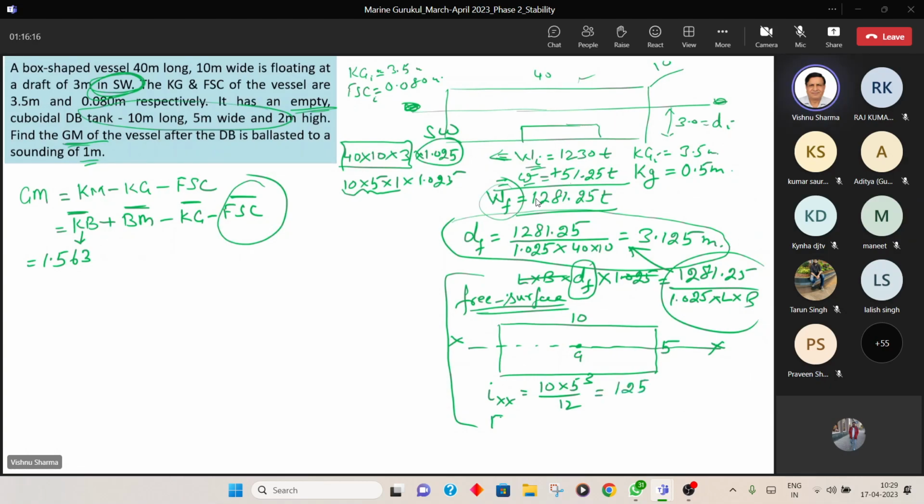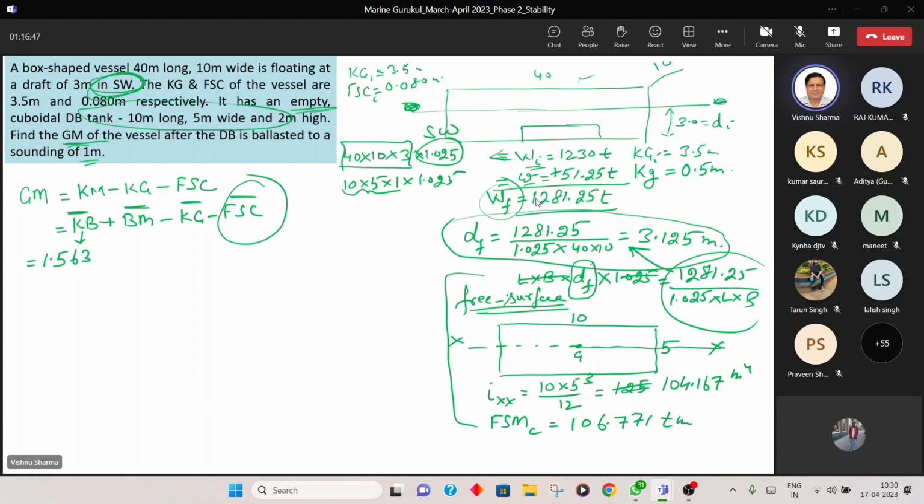So what will be the FSM caused? Let me first deal with FSC. How much is it coming to? 104.167. Okay, fine. What will be the FSM caused, beta? Multiply by density. It is coming to 106.771 ton meters.